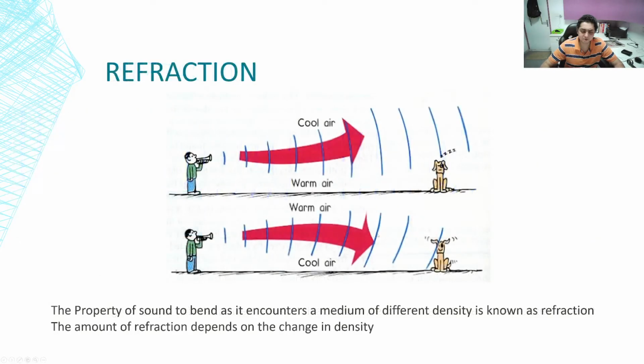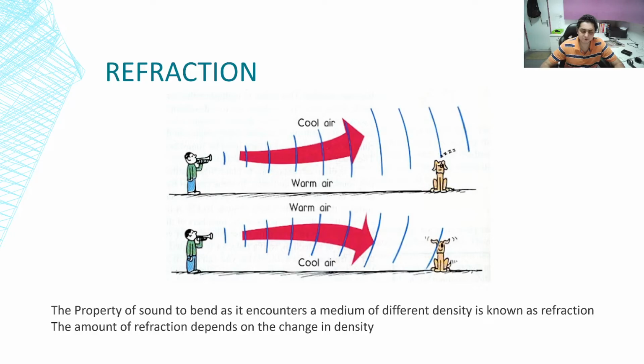Then we'll talk about refraction. Refraction is very similar to refraction in optics. If you place a pencil in a glass of water, you can see the light bend. It's similar with sound. As sound passes through media of different density, it tends to bend. That is known as refraction.